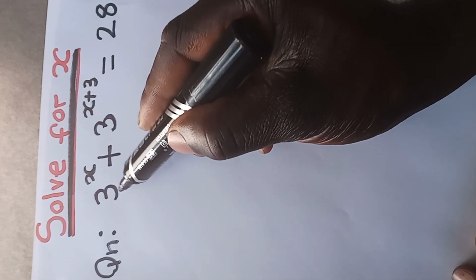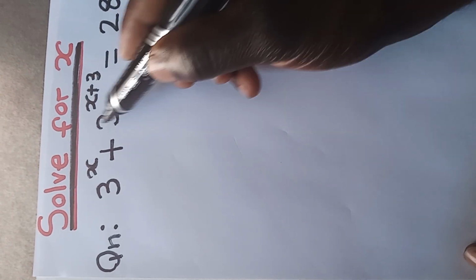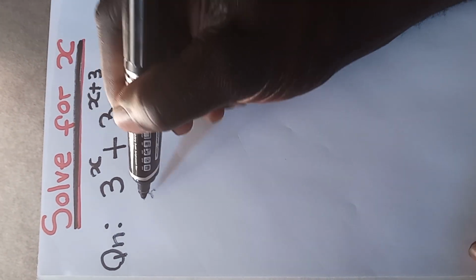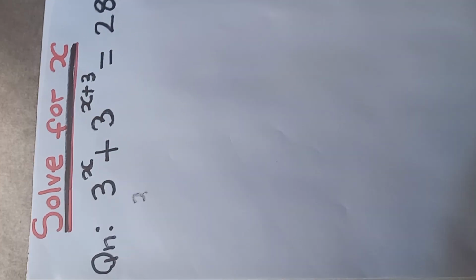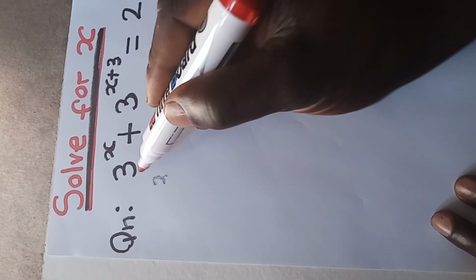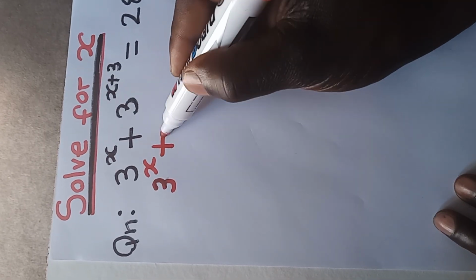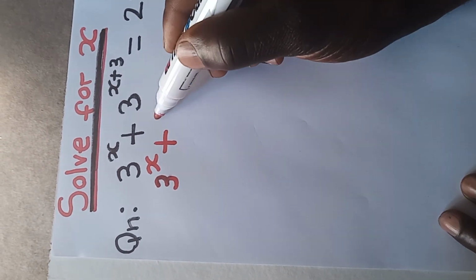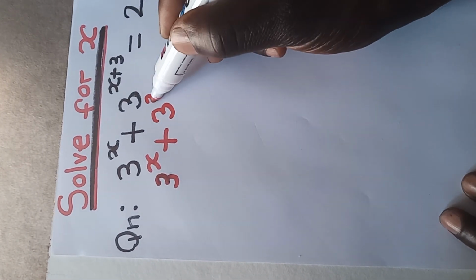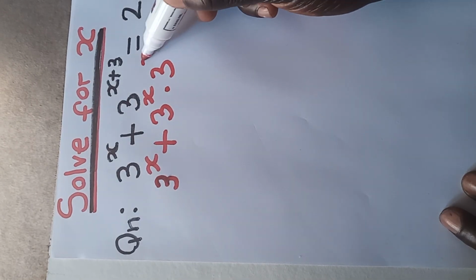Like in this case, I have a 3 raised to the power of x, and I have another one here. I can rearrange this part to write it as the first 3 to the power of x here. Like I have a 3 to the power of x here. Then I add a 3 to the power of x, and plus 3 can be written as 3 to the power of x multiplied by 3 to the power of 3.